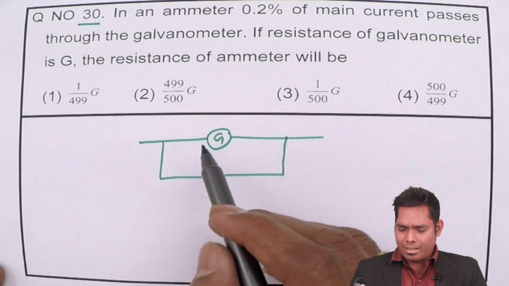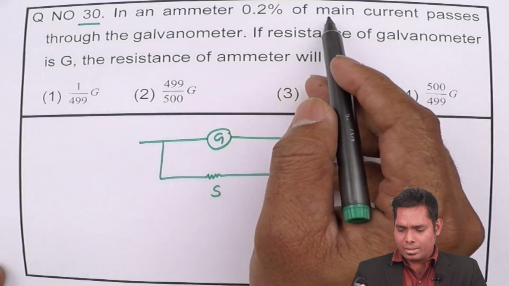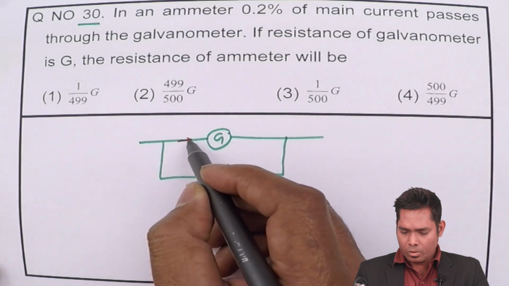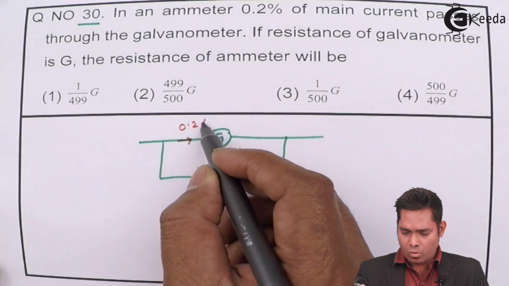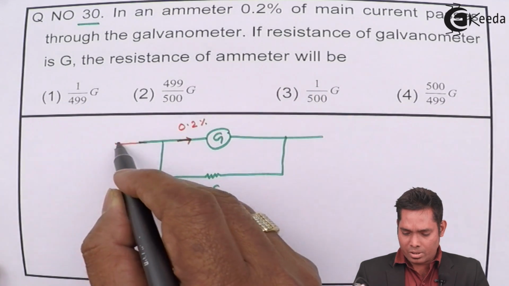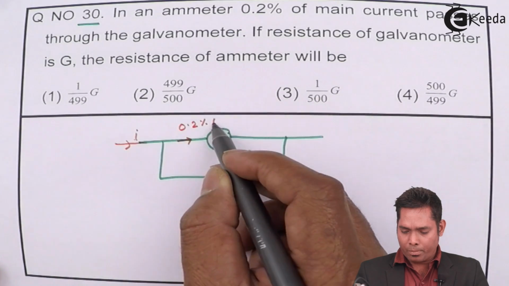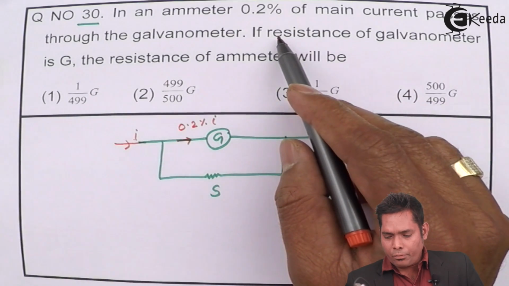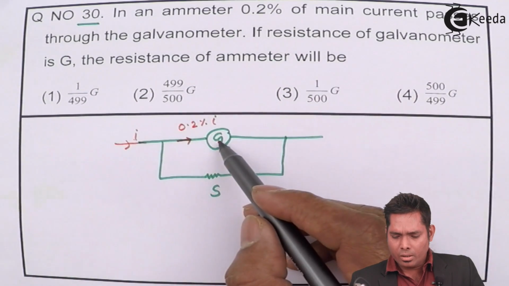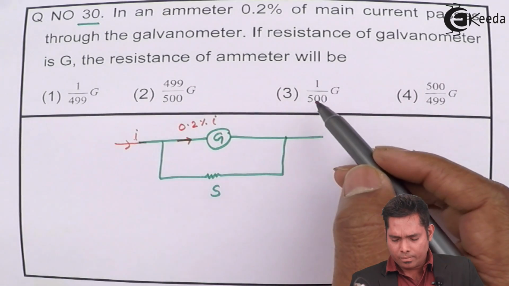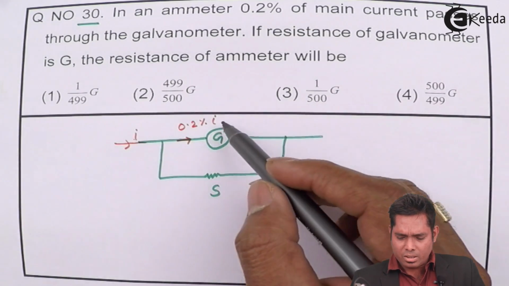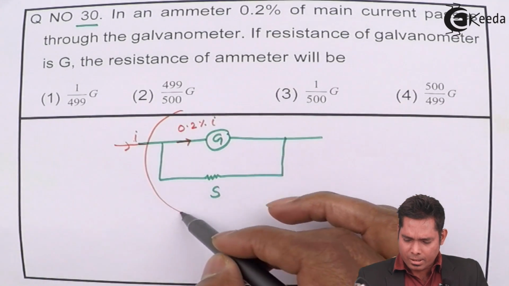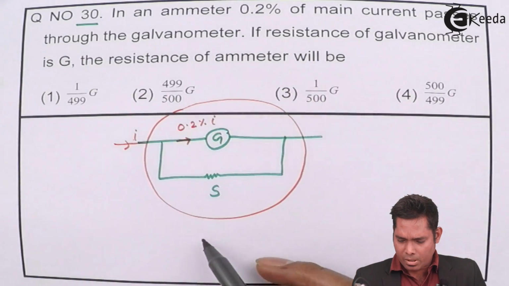Now this says that 0.2% of the current passes through the galvanometer. So through the galvanometer, 0.2% of the main current, suppose the main current is I, is passing. If the resistance of the galvanometer is G, what will be the resistance of the ammeter? This whole device is the ammeter.